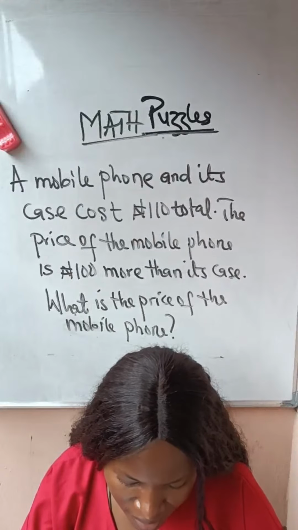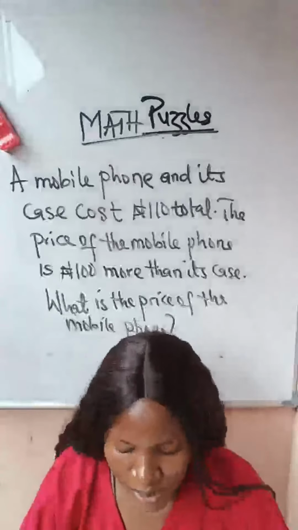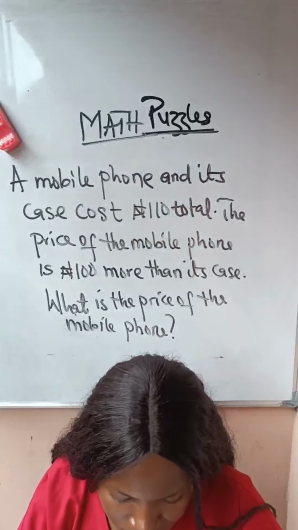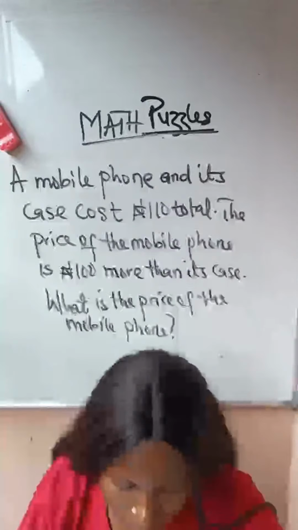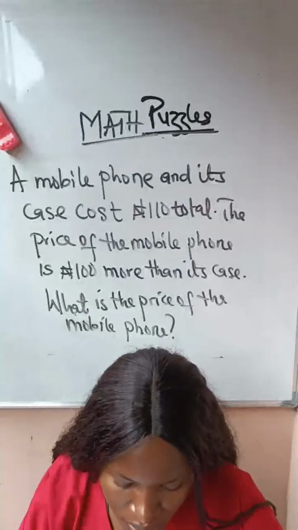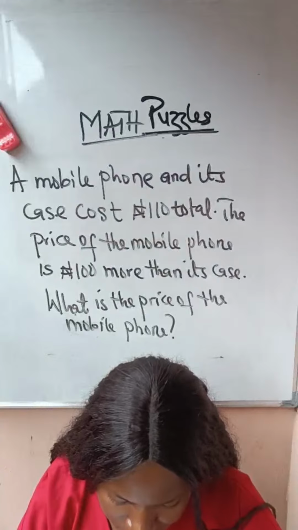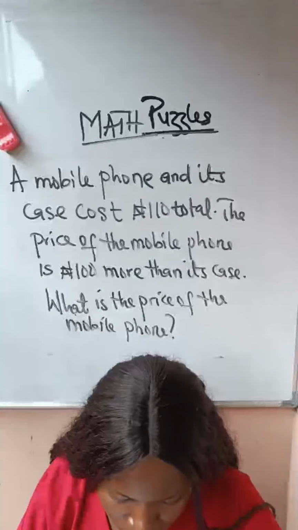So let's go, friends. If a mobile phone and its case costs 110 naira total, the price of the mobile phone is 100 naira more than its case. What is the price of the mobile phone?